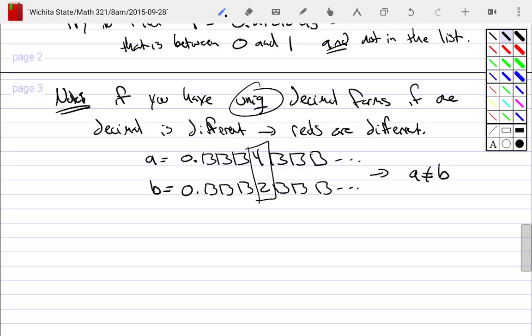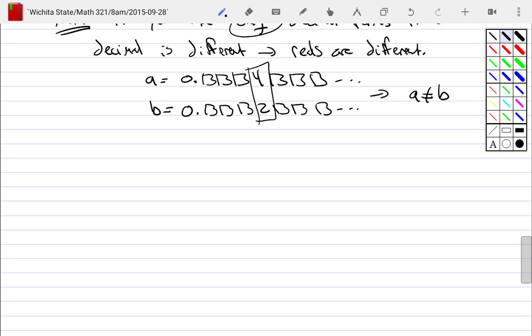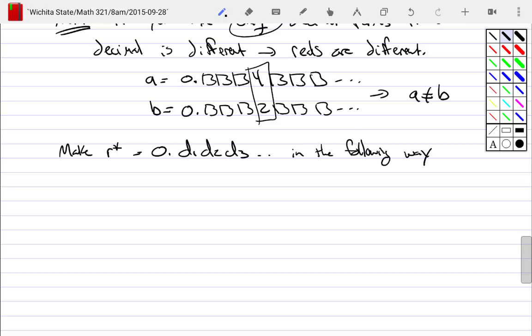All right, so how am I going to do this? What I'm going to do is do what's called Cantor's diagonalization. He goes down this main diagonal, and he says, all right, I'm going to make a new number based upon your list. So this is your list. I don't care what you wrote. What I'm going to do is we are going to make r star equal to 0.d1, d2, d3 in the following way.